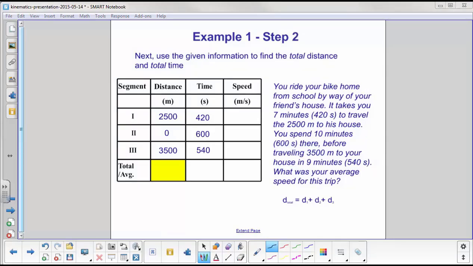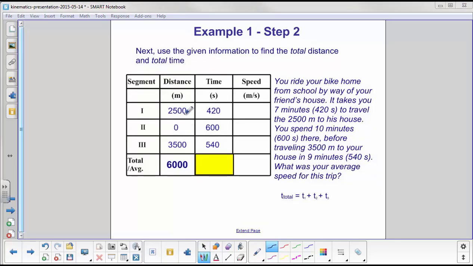Step 2 is using the given information to find the total distance and the total time. You can see here how between the last slide and this slide, we filled in the distance spent in the second segment, how much time the student spent there, and you can see we have 0 here. That meant she didn't go anywhere. She was staying at her friend's house, so 0 meters were traveled. The third segment, it was 3,500 meters in a time of 540 seconds. So what we're going to do now is add these 3 values, and we'll fill in this box here, and the same thing for time. We'll add the 3 time intervals to get a total time interval.